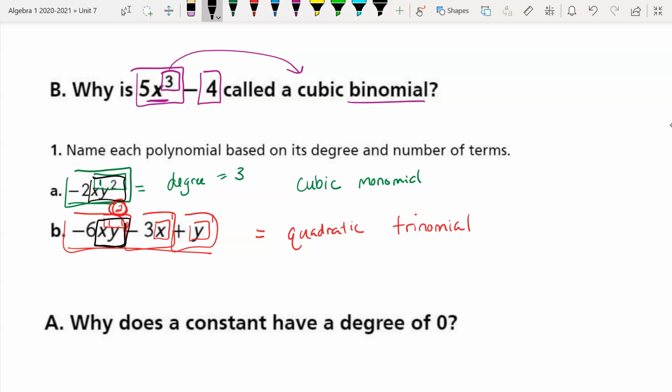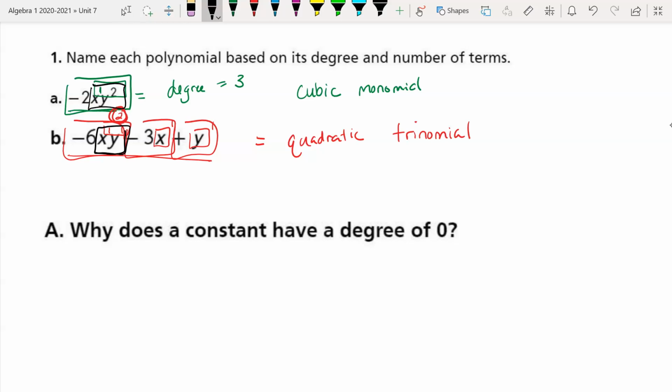It says, why does a constant have a degree of 0? Well, a constant's any number, right? And we say it's a degree of 0 because it's going to be a constant line. It's going to be a flat line. It's never going to change. So if you think about it, y equals 2 is a flat line on 2. So the degree, it's not going to go up or down or anything like that. So it's going to be 0, which means you have a slope of 0. So that's why it's called a degree of 0.